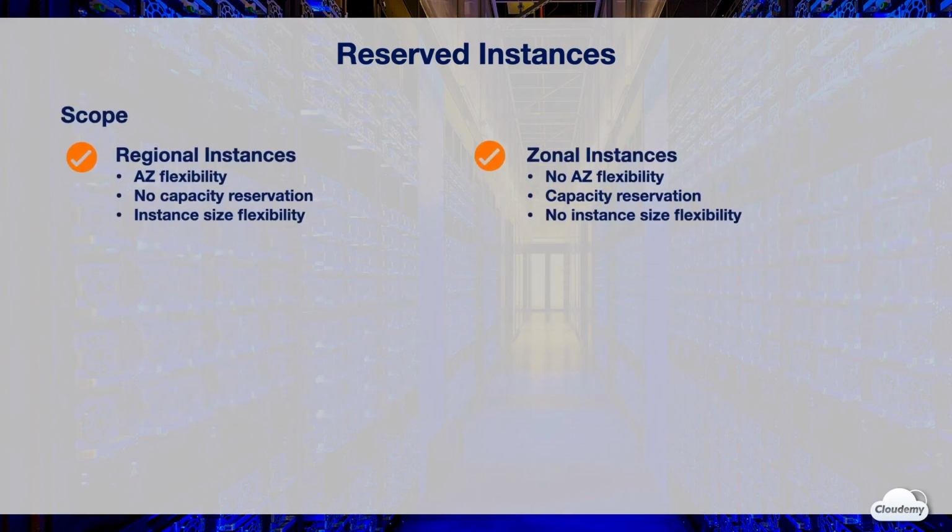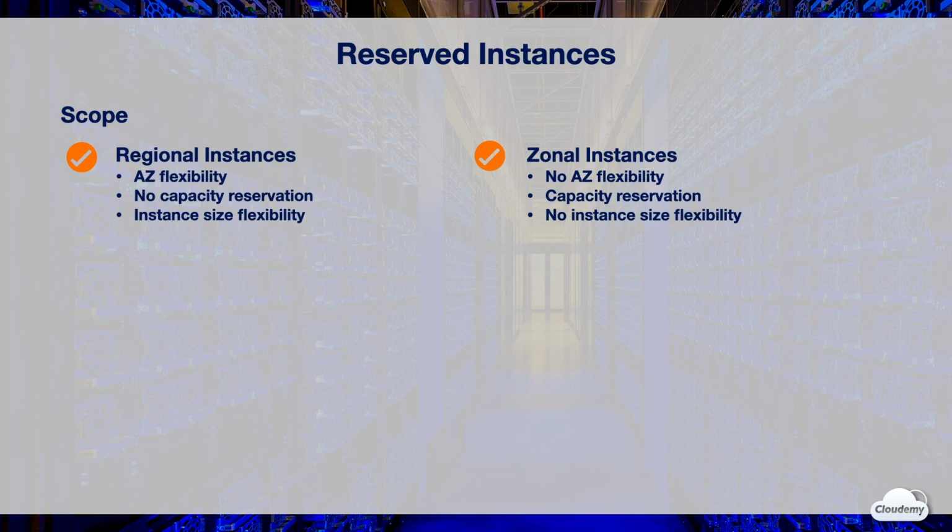When you purchase a reserved instance, you can choose a regional or zonal scope. Regional instances are reserved in a specified region. Zonal instances are reserved in a specified availability zone. With regional instances, you can specify a region, and the discount applies to any availability zone in the region. A regional reserved instance doesn't provide a capacity reservation. You have the flexibility of instance sizes. The discount applies to instance usage within the instance family regardless of sizes.